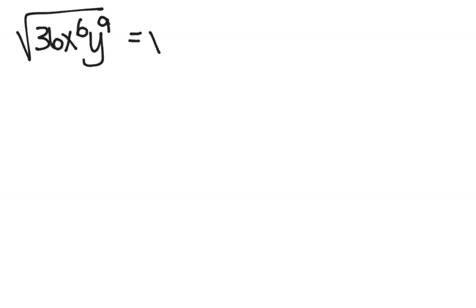Stepping it up a little bit, now let's get to something where I can't necessarily work through that as quickly. 36x to the 6th, y to the 9th. Now, the beginning part starts off the same. I can do square root of 36. I can do square root of x to the 6th, as we talked about earlier.